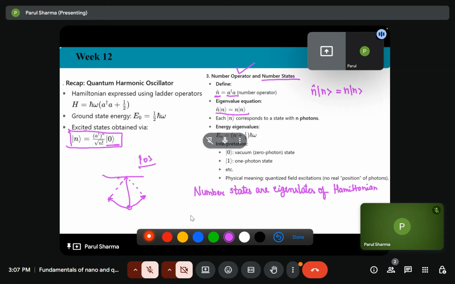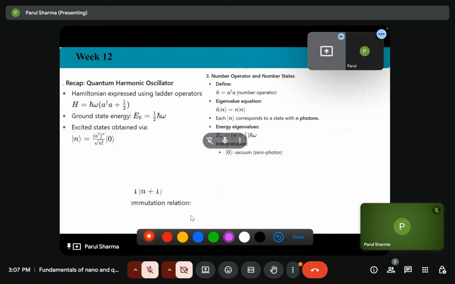So we can say that the zeroth state is the vacuum state or zero photon state, one is the one photon state. It says that quantized field excitation does not represent, does not have any position associated with the photons.